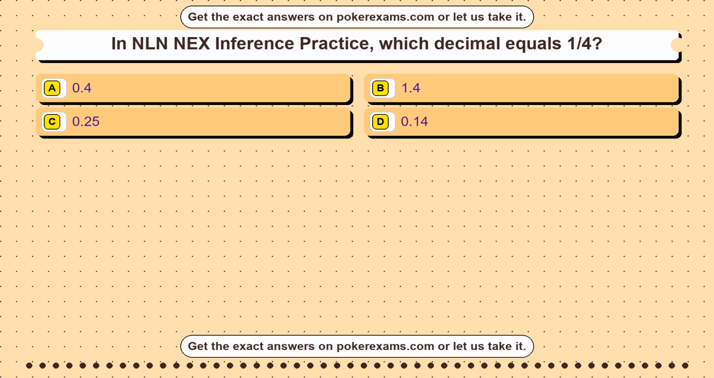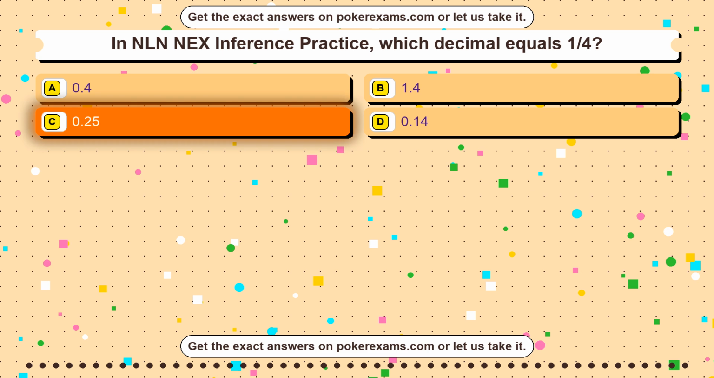Question 3. In NLN NEX Inference Practice, which decimal equals 1/4? Option A. 0.4. Option B. 1.4. Option C. 0.25. Option D. 0.14. The correct answer is option C.